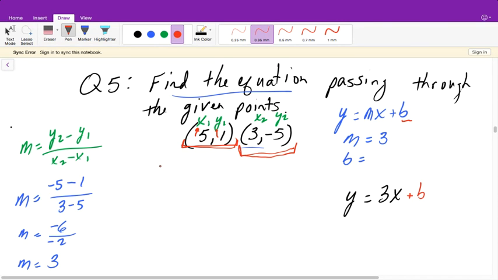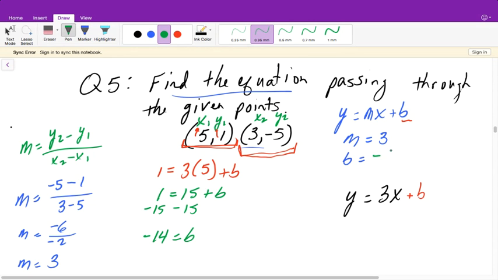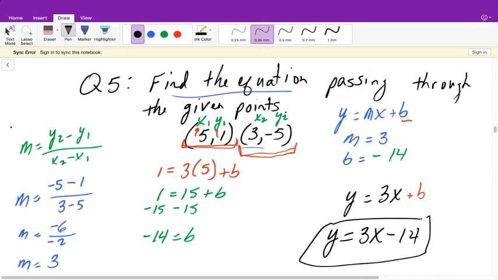My y is 1. My x is going to be 5. So 1 is equal to 3 times 5 plus b. And now I can solve for this missing variable b. 1 is equal to 15 plus b. We can subtract over the 15. That means that our b has to be equal to negative 14. So we can write the final equation. y is equal to 3x minus 14.